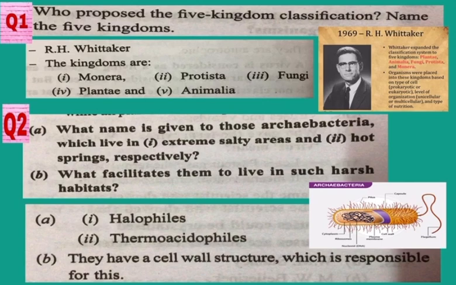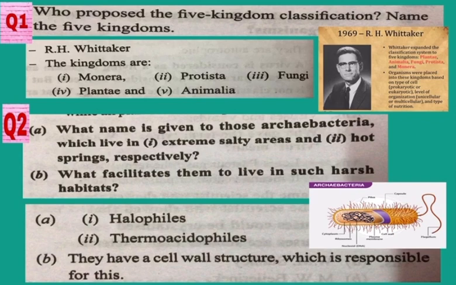Note an important point. Let me tell you the criteria used by him for this classification. It includes cell structure, thallus organization, mode of nutrition, ways of reproduction and phylogenetic relationship. On these bases, he classified the organisms into 5 kingdoms.